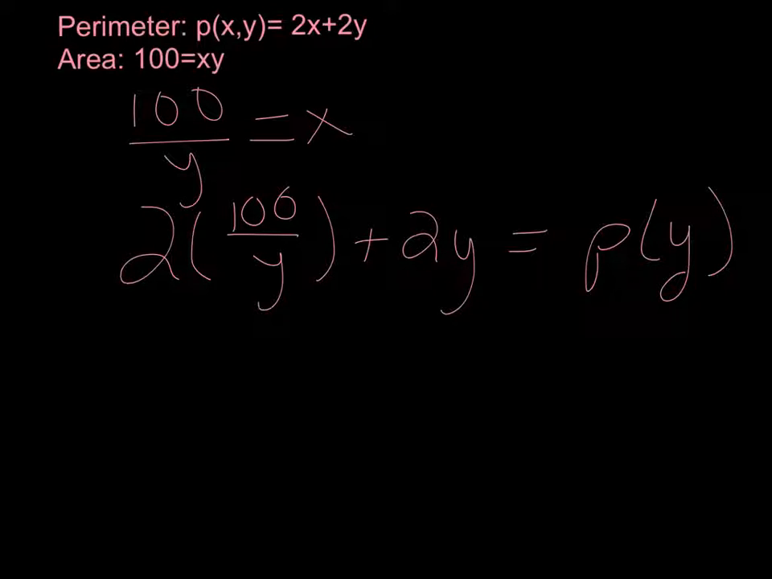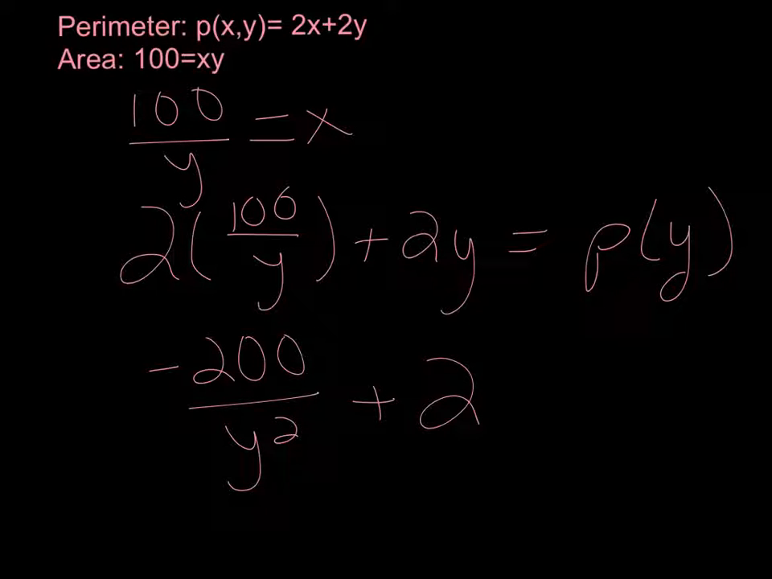You might remember from calculus class that taking a derivative of a function will find you either a min or a max. So taking the derivative of this function will get us negative 200 over y squared plus 2 equals 0. We can now use this information to solve for y.